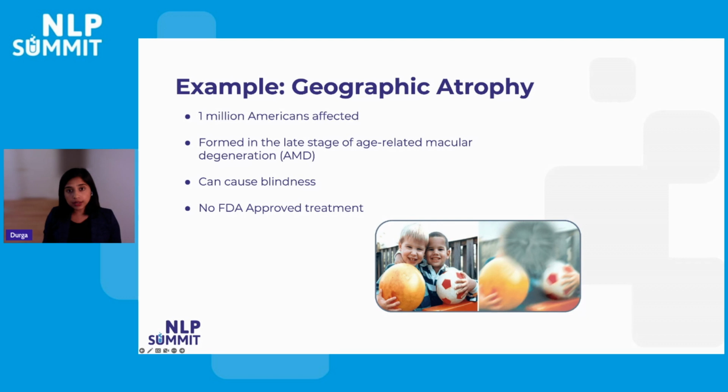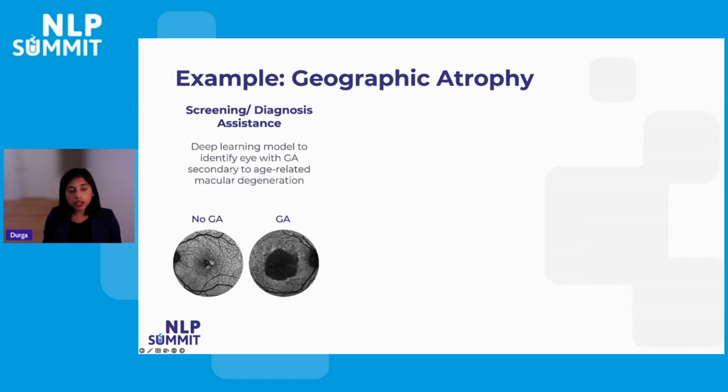So currently, there's no FDA-approved treatment to reverse geographic atrophy. So how can we leverage AI in geographic atrophy? We're taking a three-step approach. Step one is an AI-powered screening and/or diagnostic assistance tool. Step two is an AI-powered disease progression monitoring tool. And step three is an AI-powered disease prognosis tool that can be used for treatment planning.